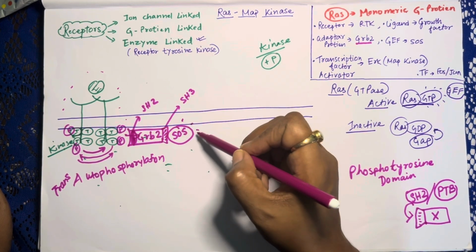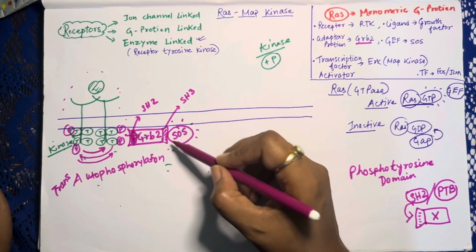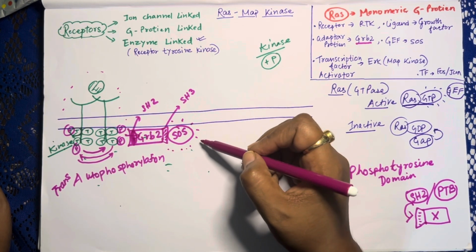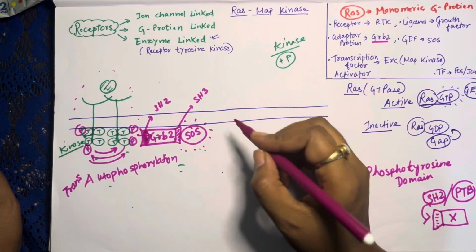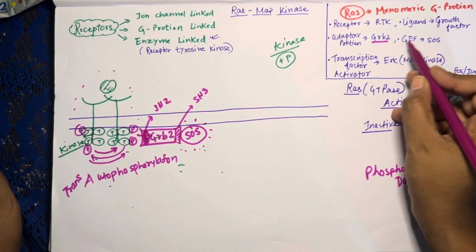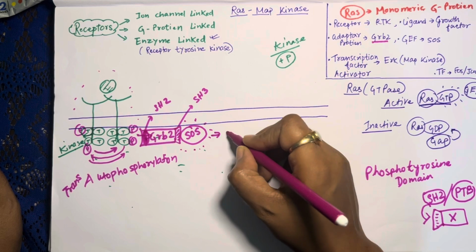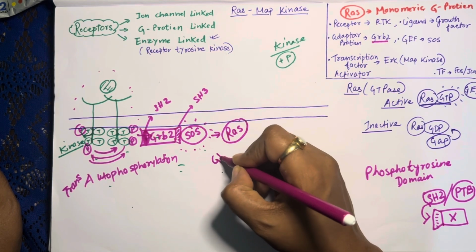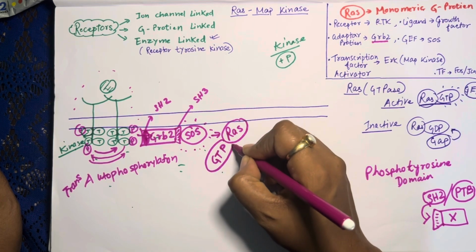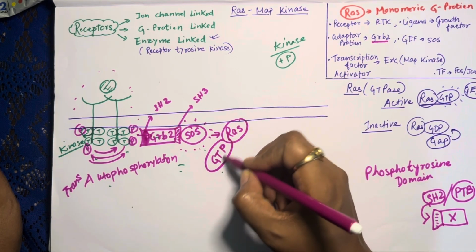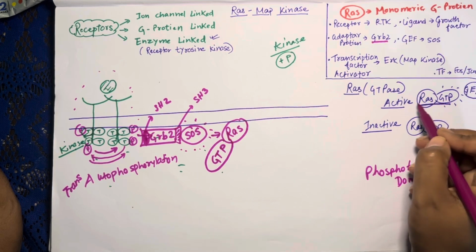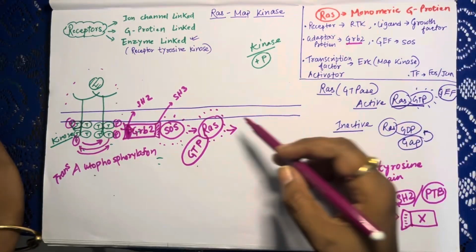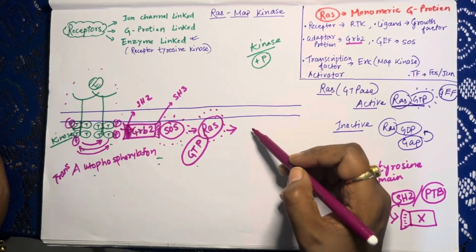Now this GRB2 is helping SOS to indirectly bind with the receptor, and now SOS is very happy because now it is activated. This SOS, being a GEF, will do what? It will help to activate RAS. How? Because now it will help in binding GTP with RAS. When GTP binds to RAS, then RAS becomes activated. Now RAS is also active. This activated RAS will help in further signaling.